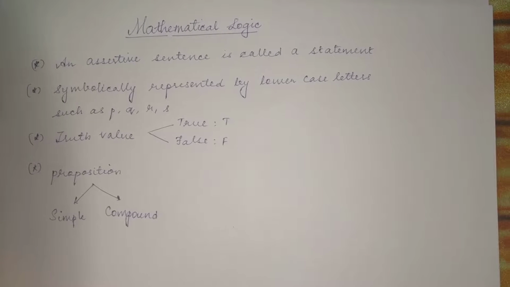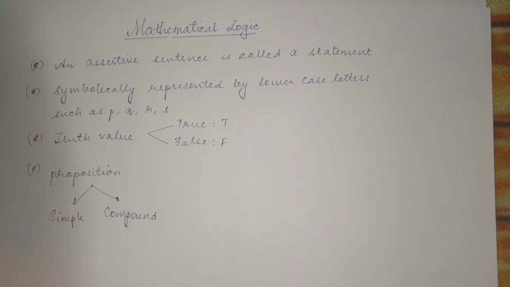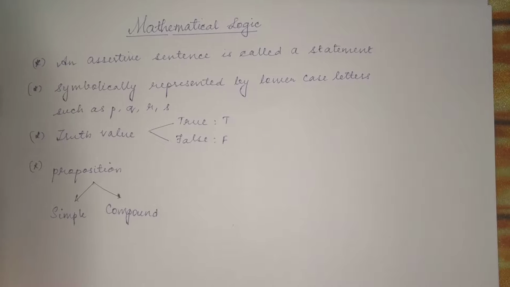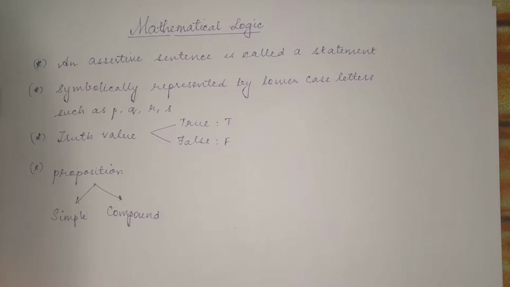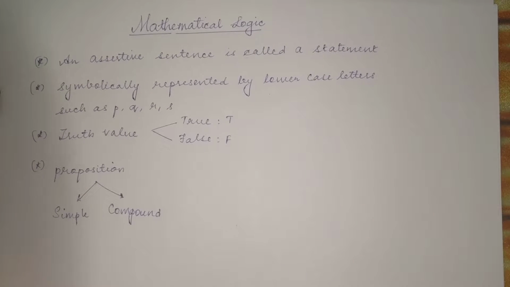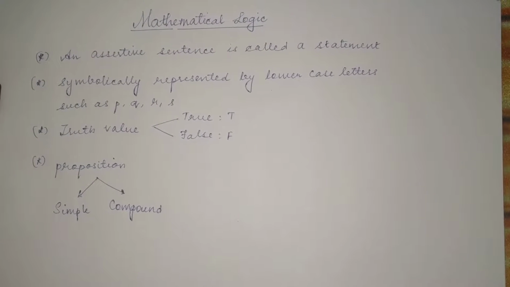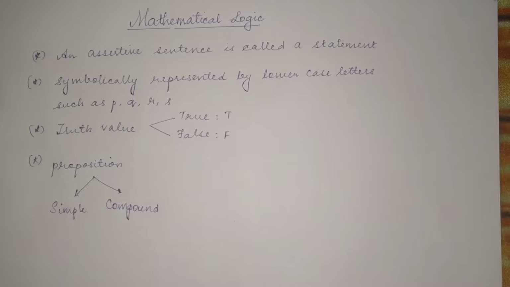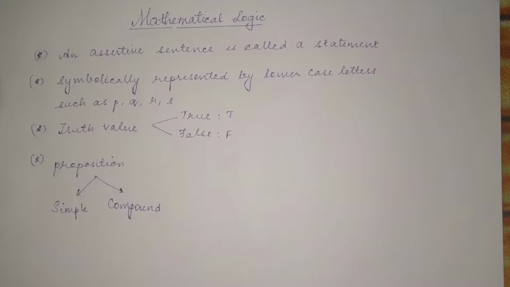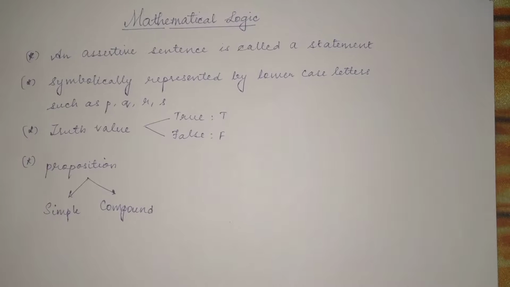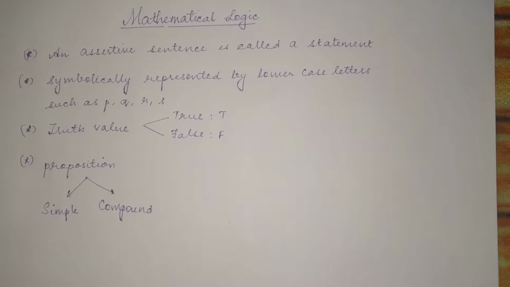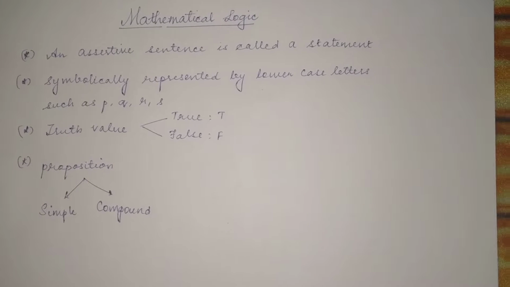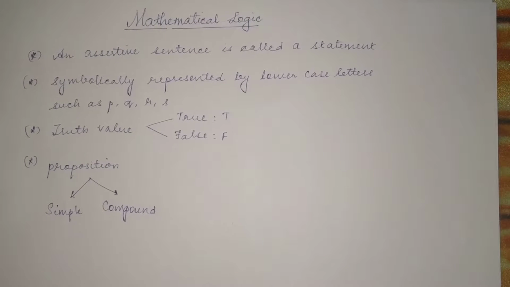For example, a month has 35 days. This is a statement. This statement can either be true or false. This is called the truth value of a statement. If a statement is true, it is denoted by capital T, and if a statement is false, it is denoted by capital F. These statements can be symbolically represented by lowercase letters such as P, Q, R, etc. A statement is also called a proposition.